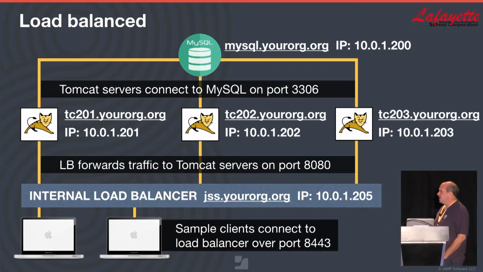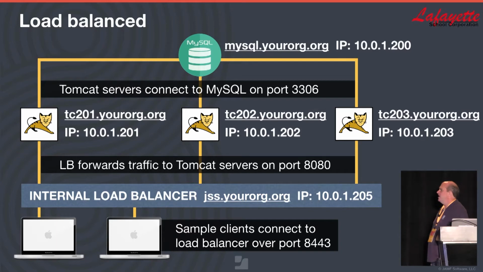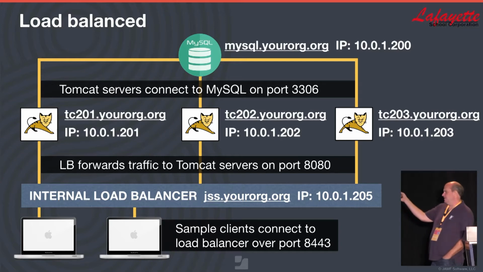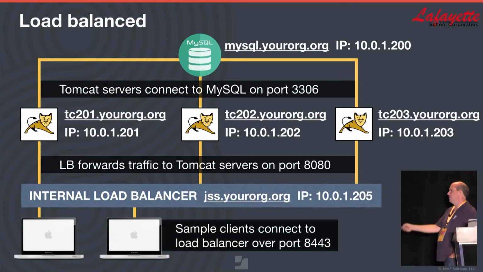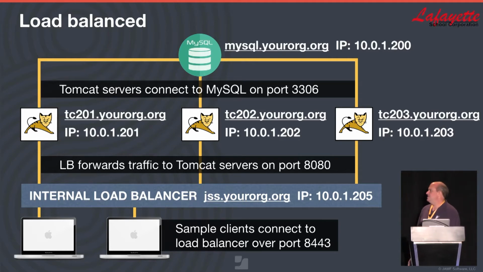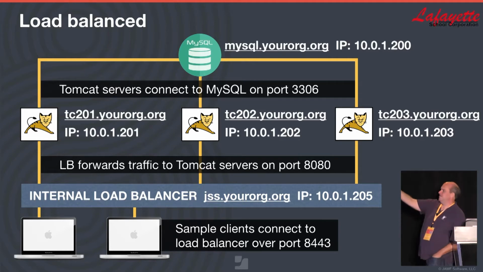Here's a more complicated construction. Okay, I want to do just a small cluster here. So I've got 3 servers inside the DMZ that respond to clients. They're all pointed to the server, and the load balancer basically tells the client, okay, you're going to go to TC203. Hey, you're going to go to TC201.